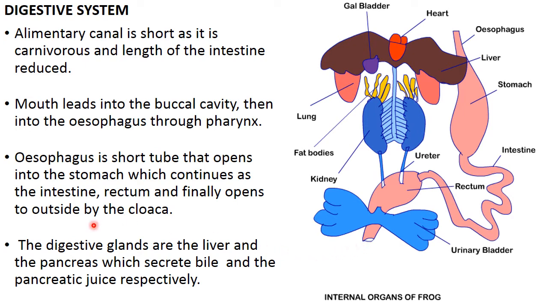So that's what we have written here, कि mouth is going to lead into the buccal cavity, फिर esophagus में through pharynx. Esophagus we said just now short tube है, that's going to open into the stomach, which will continue in the intestine, rectum, and finally बाहर open करेगा by the cloaca. So last opening क्या होगा, cloacal aperture. Digestive glands कौन से हैं, liver और pancreas, which secrete bile and pancreatic juice respectively.